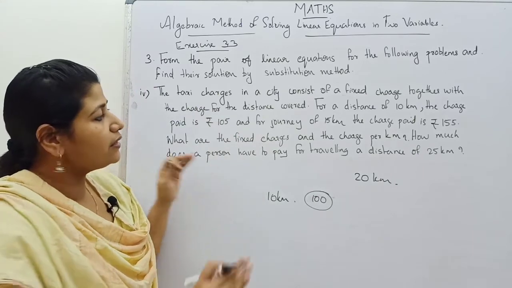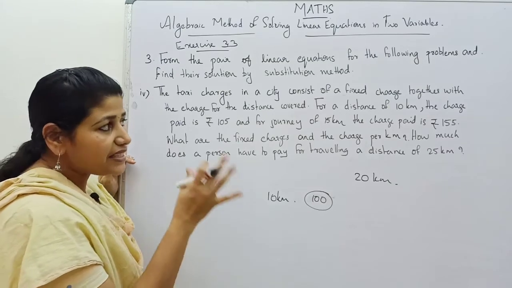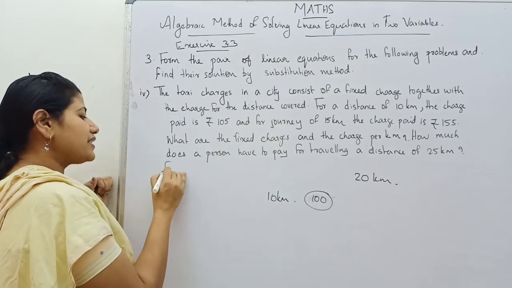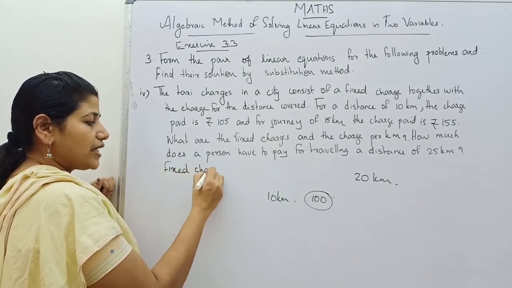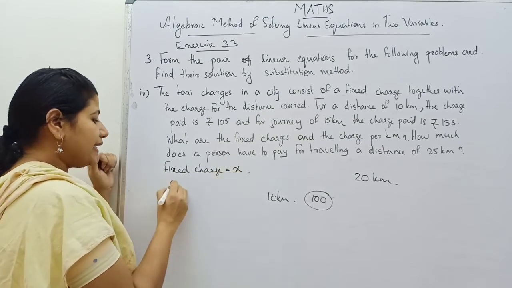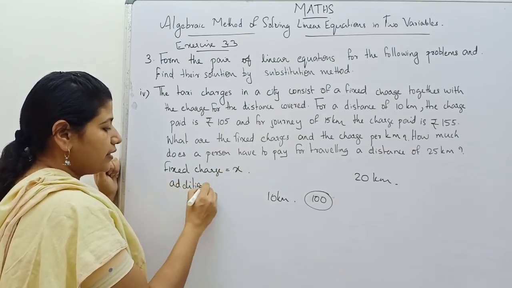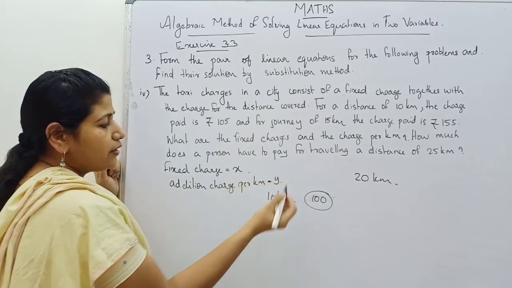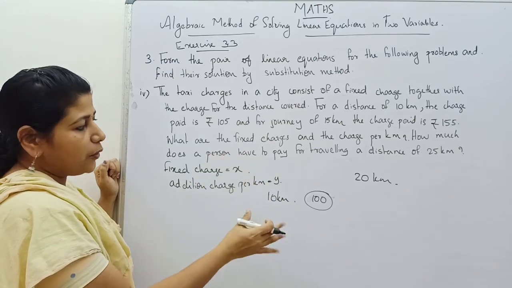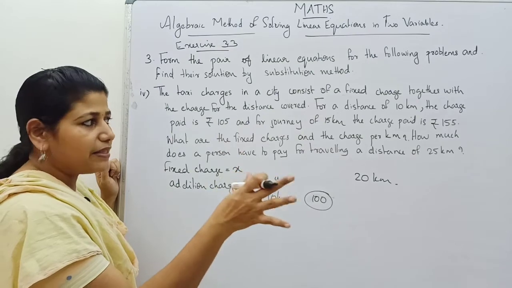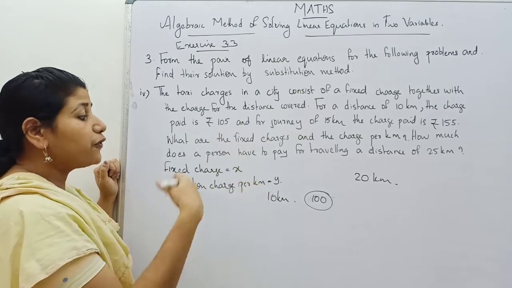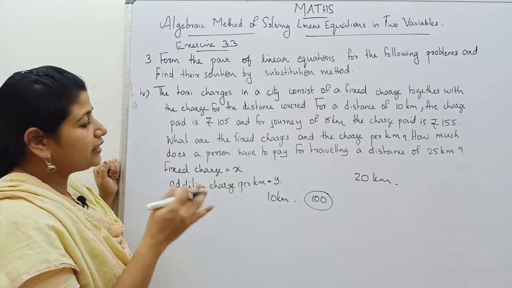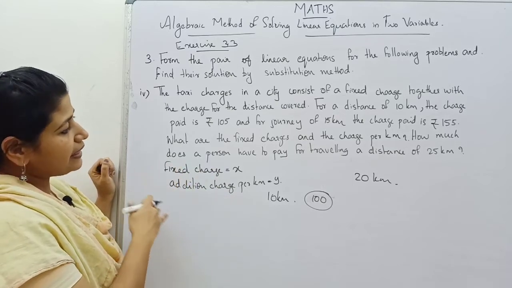Okay, so we can move on to the problem by taking the fixed charge and the charge for the additional distance covered. So we can take the fixed charge as x, and the additional charge per kilometer is y. That means for the fixed distance you have to pay x rupees, and for each additional kilometer you have to pay y rupees, and the total charge will be x plus y. Just like that I have written here.